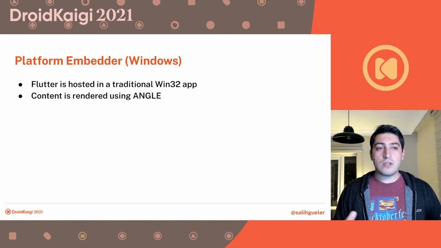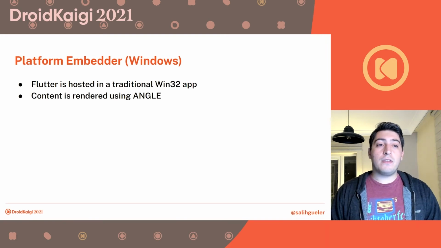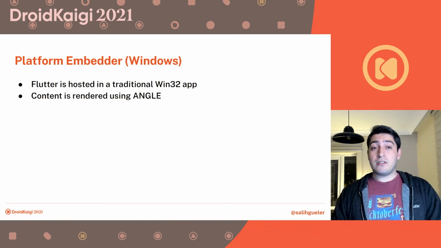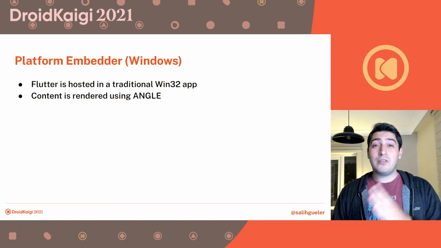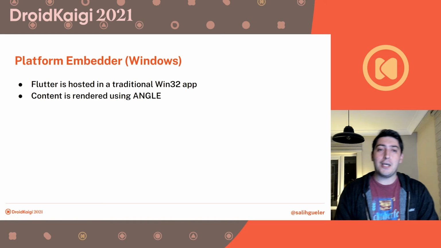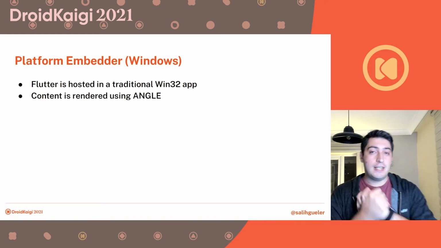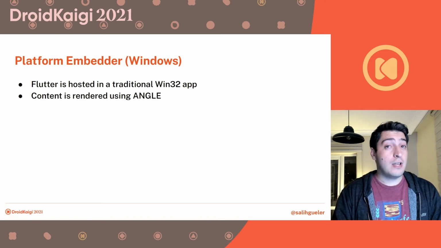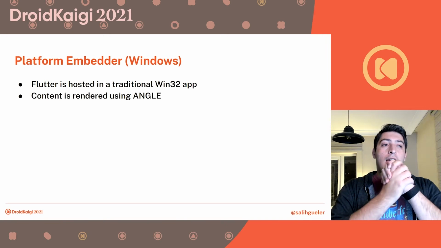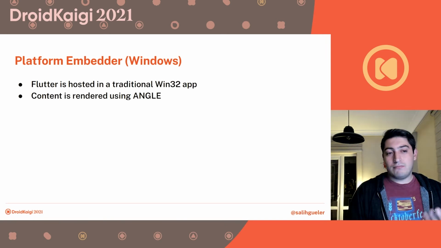And for Windows, it is simply working as a Win32 app. The content is rendered using ANGLE, a library that translates OpenGL API calls to DirectX 11 equivalents, so simply Windows applications, and content is rendered using ANGLE simply.